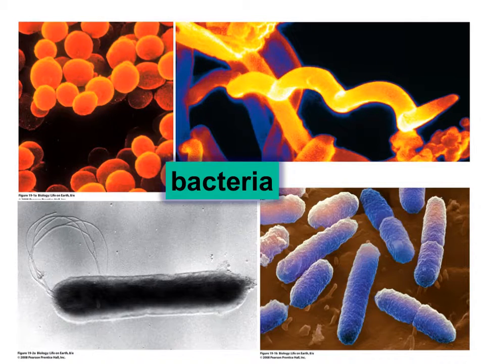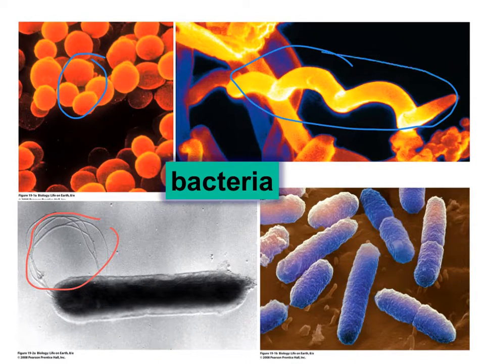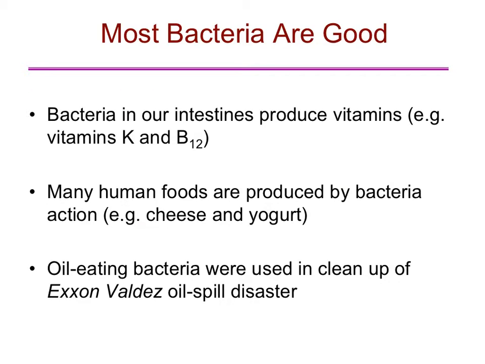So you can see flagella that the bacteria use. These are more cocci, round bacteria. These are spirochetes, like syphilis. And these are rod-shaped bacteria.